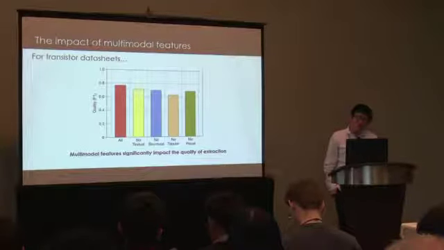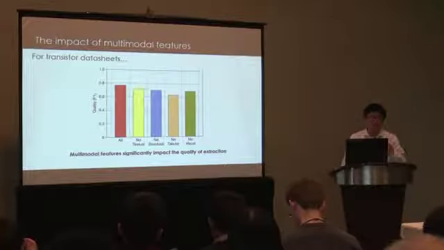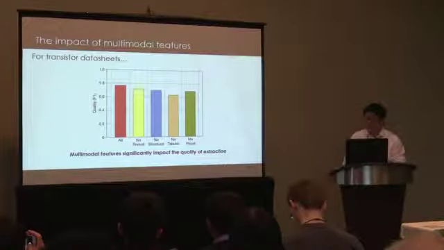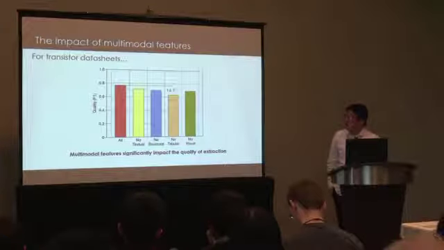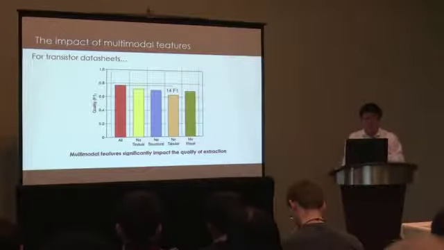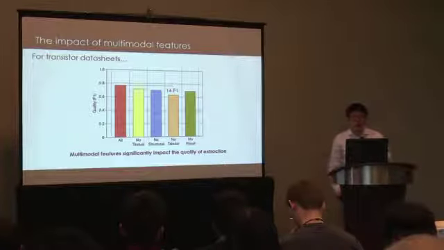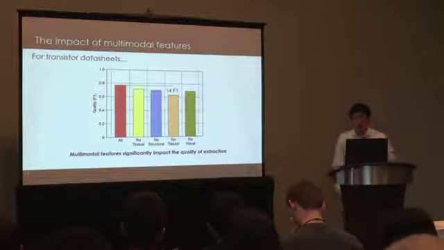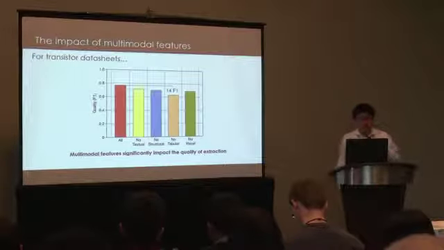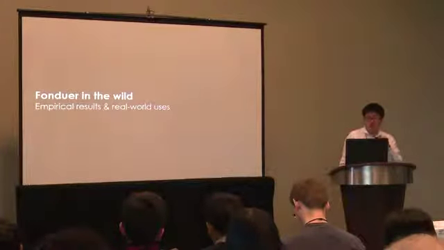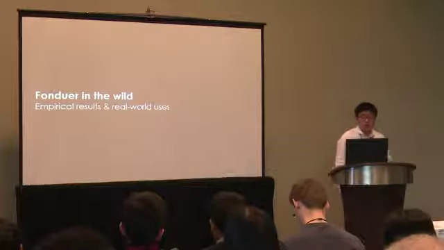So, do these multimodal features matter? The answer is yes. With transistor datasheets, just removing the tabular feature alone drops the F1 score by 14 points. In fact, in each of the domains we evaluate, the best quality was achieved when all multimodal features were present. Okay, let me walk through some empirical results and the real-world uses.